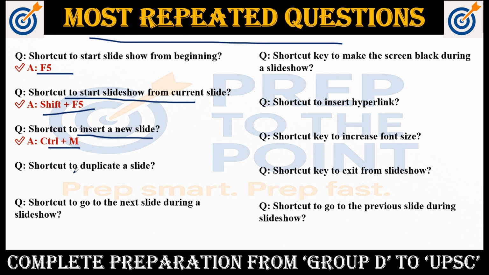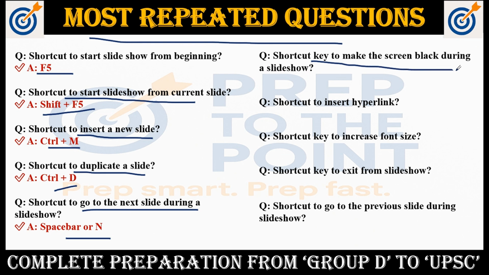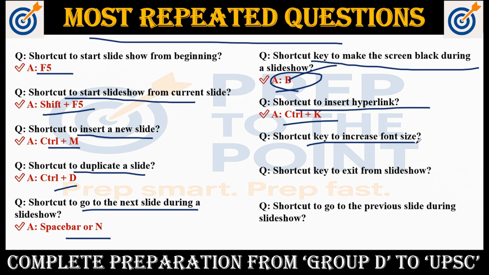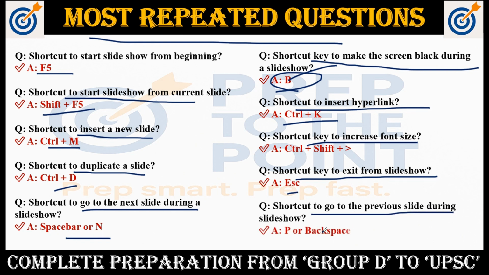Shortcut to duplicate a slide: Control plus D. Shortcut to go to the next slide during a slideshow: spacebar or N. Shortcut key to make the screen black during slideshow: B. Only press B to make the screen black during slideshow. Shortcut to insert hyperlink: Control plus K. Shortcut to increase font size: Control plus Shift plus greater than. Shortcut key to exit from slideshow: Escape. Shortcut to go to the previous slide during slideshow: P or backspace.